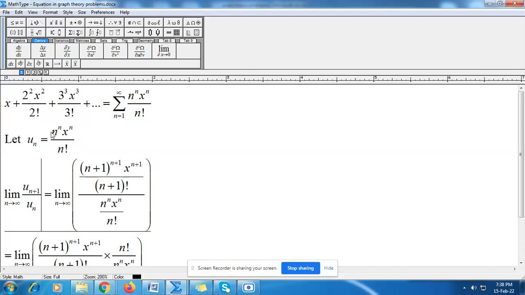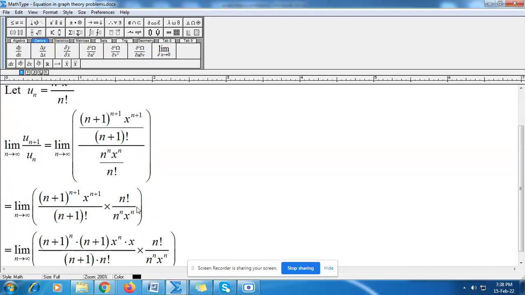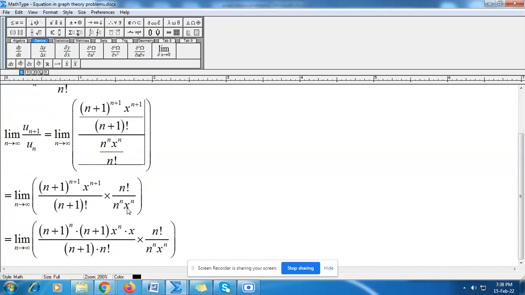Then apply D'Alembert's ratio test. To apply D'Alembert's ratio test, you have to calculate limit un plus 1 by un as n tends to infinity. So limit n tends to infinity un plus 1, that means we have the nth term, you replace n by n plus 1. Then you get the n plus 1th term by un. Un is the same. And take the reciprocal, then simplify.